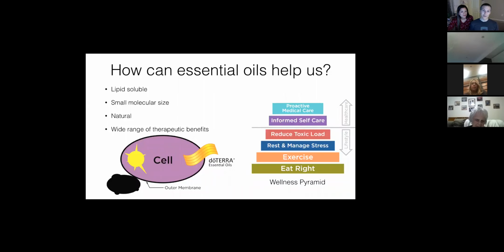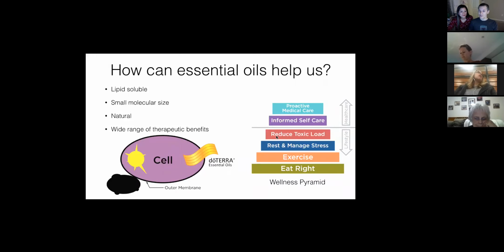solutions, health solutions. But that doesn't mean that you can go out there and eat 100 Twinkies and feel good about it, taking a bit to digest. And you have to live a well-rounded life. So this wellness pyramid kind of gives us a good idea of the philosophy that we should have. We should be eating right, exercising, and our essential oils can help us in all these ways, in the exercising and the eating right, resting, managing our stress, reducing our toxic load.